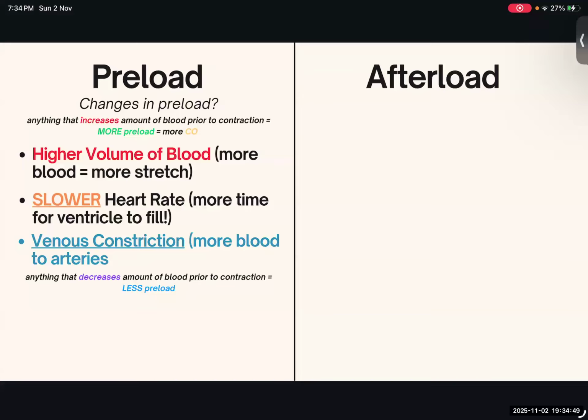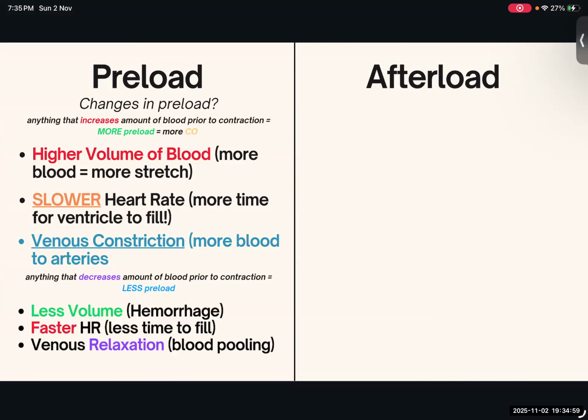It's the opposite mechanism here. There is less stretch of the myocytes because there's less blood, so we'll get a slower or weaker contraction, or weaker stroke volume. So less volume, as in hemorrhage, faster heart rate, less time to fill the ventricles, and venous relaxation, which causes the blood to go back into the veins, will all reduce preload.